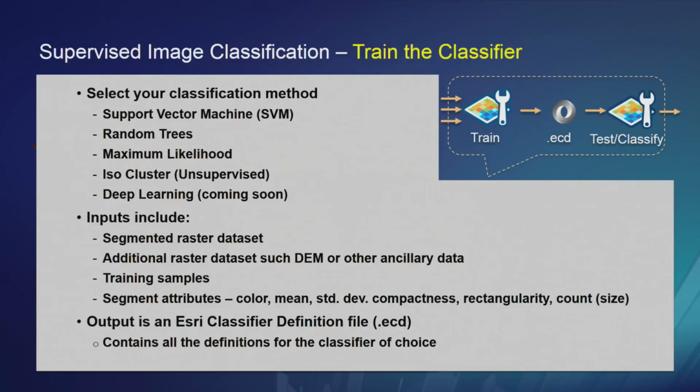So then, of course, you add your training samples and your segment attributes if you're using a segmented image, and those include chromaticity, color, the mean value of the object, and the standard deviation, as well as some of these spatial characteristics. So compactness, rectangularity, and the size. And then that outputs an Esri classifier definition file, which includes all of the definitions for the classifier that you chose.